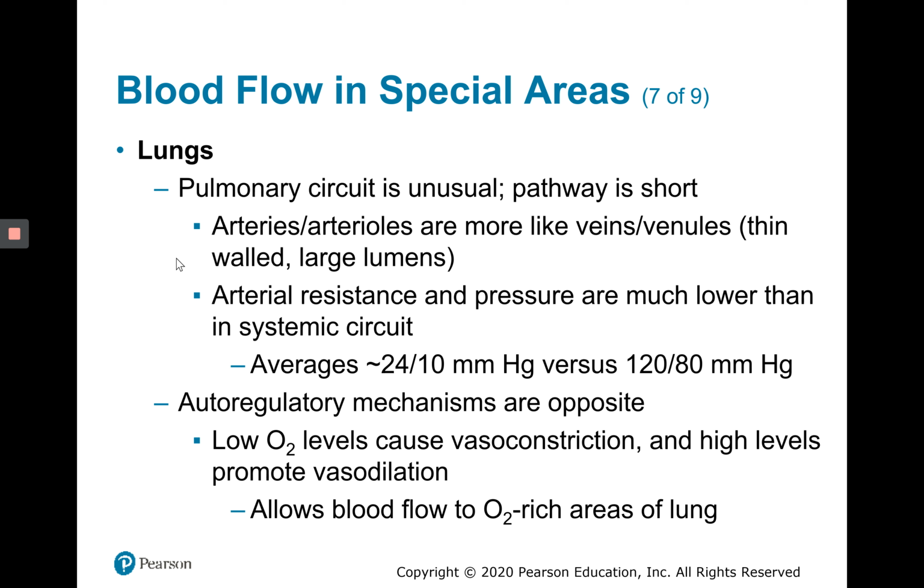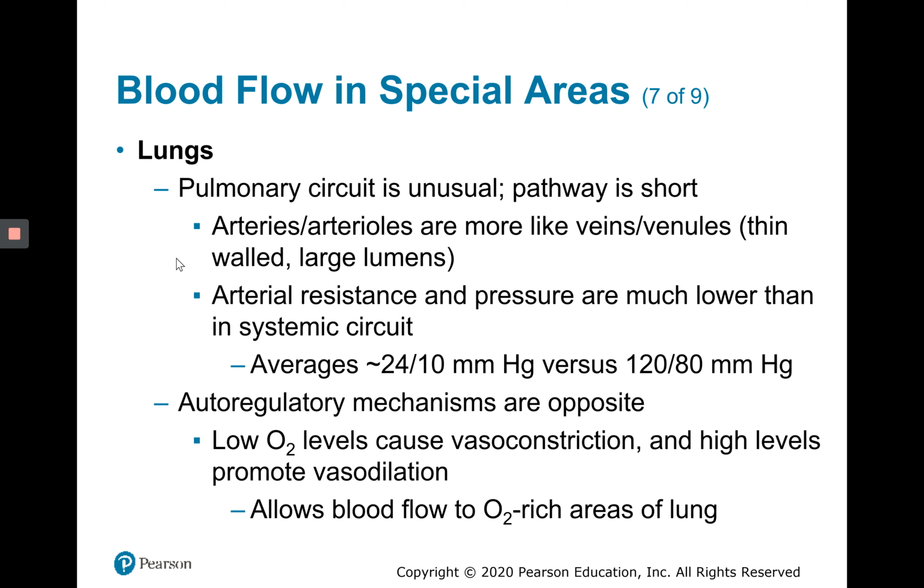Our next area is going to be the lungs, and the pulmonary circuit is unusual because it's a short pathway from the heart to the lungs and back. It does include arteries and arterioles and veins and venules, but we find that the arteries and arterioles are more like the veins and venules in the pulmonary circuit. So the arteries and arterioles of the pulmonary circuit tend to be thin-walled and have large lumens. That's okay because the pulmonary circuit is low pressure. So the arterial resistance and pressure are not as high as in the systemic circuit.